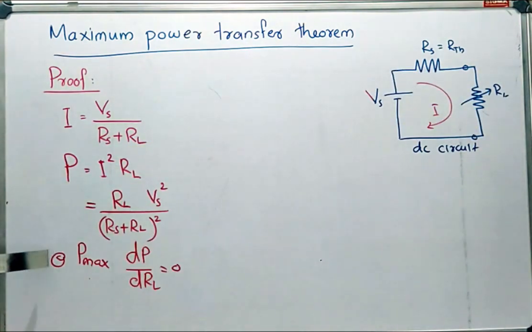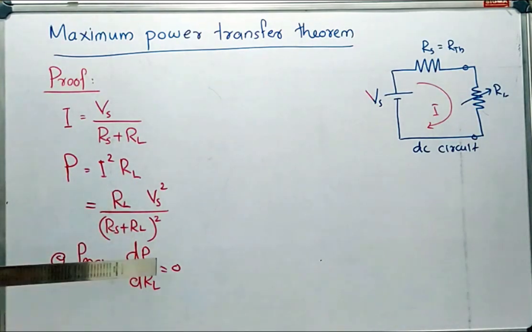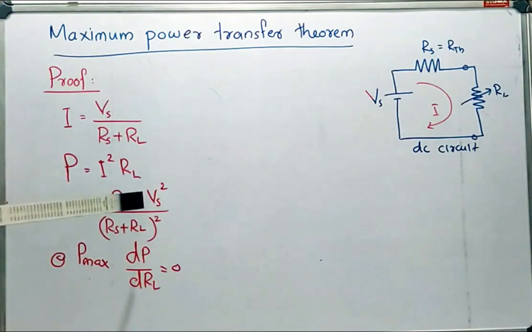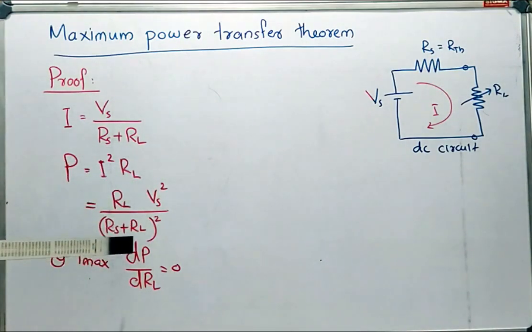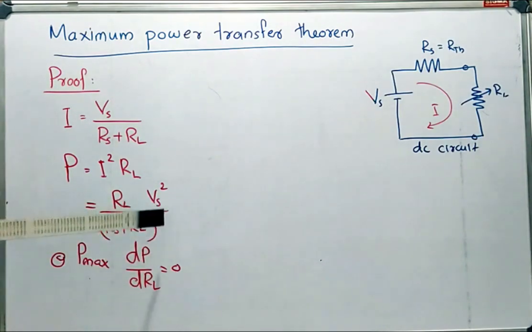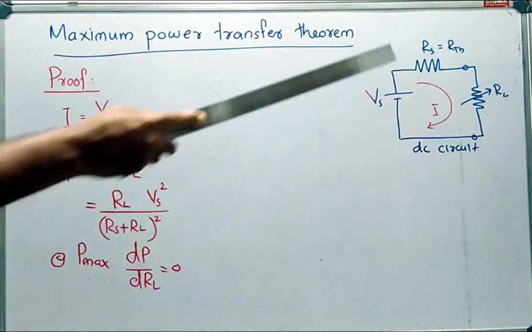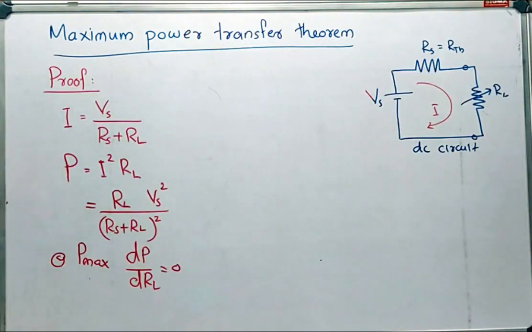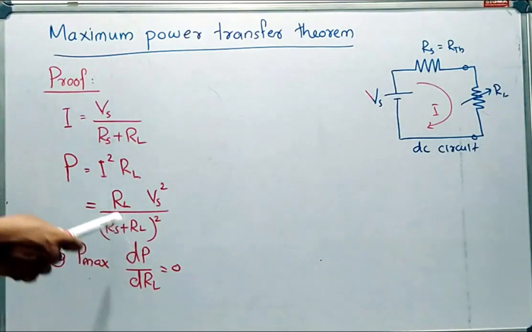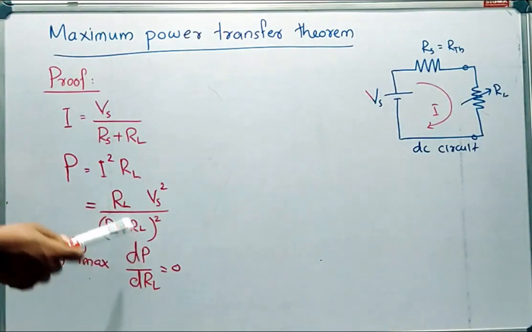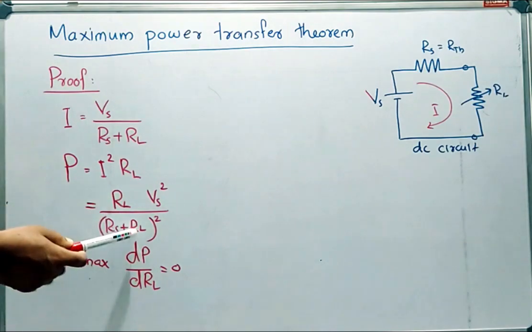So, at Pmax, the derivative of power with respect to the variable, here the variable is RL, is equal to 0. So, in this expression, if we find the derivative with respect to RL and equate it to 0, we can derive the condition for maximum power transfer. That is Rs is equal to RL. Now, let's find the derivative of this with respect to RL.